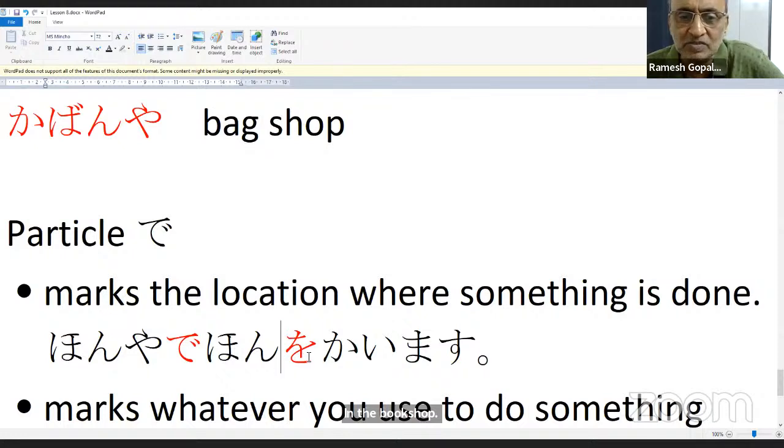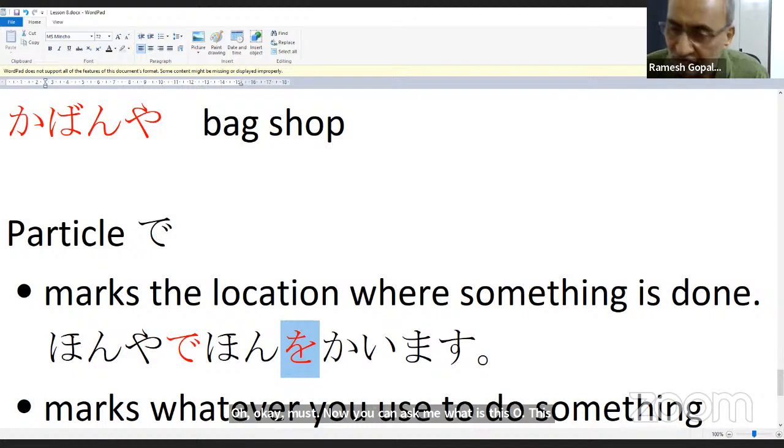Now you will ask me, what is this o? This is again another important particle, for the direct object. Direct object will get o. Now, how will you find out the direct object? Simply ask the verb what? Kau is to buy. Buy what? Books. So, book is the direct object of the verb buy. So, the direct object gets o.